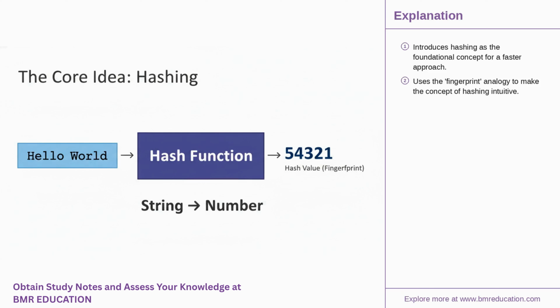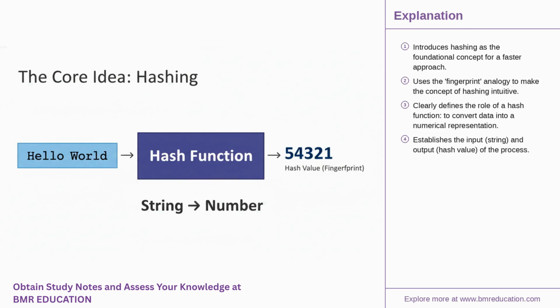The inefficiency of the naive method comes from repeatedly comparing strings. This begs the question, can we find a way to compare segments of text more quickly? The answer lies in a concept called hashing. A hash function is like a fingerprint generator for data. It takes an input, like a string, and converts it into a single, fixed-size number called a hash value.